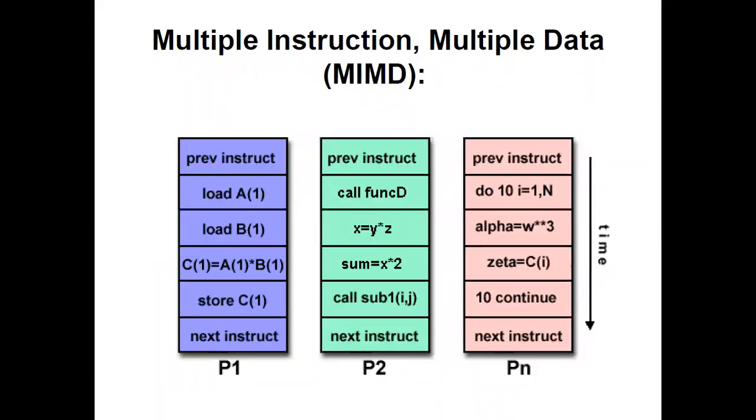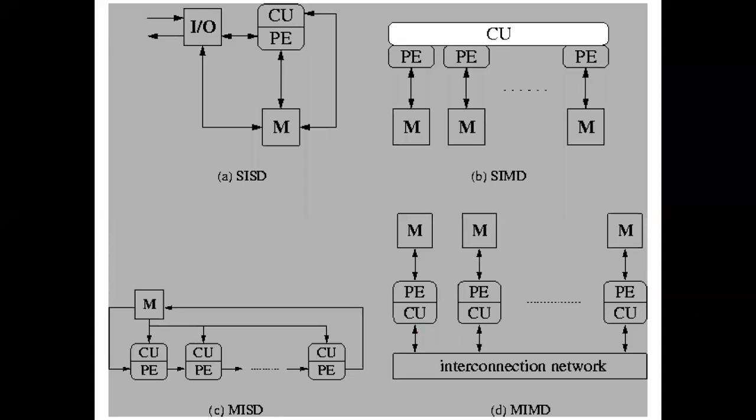Here you are able to see the diagram. Again you have processors P1, P2 up to Pn. Here the load A instruction is given. At the same time on P2 we have call function D. At the same time on Pn we have do 10 I is equal to 1 comma n. So what we are doing here is, in parallel we have multiple instructions executed on multiple processors with multiple data. That is the most important thing, and this is nothing but MIMD.